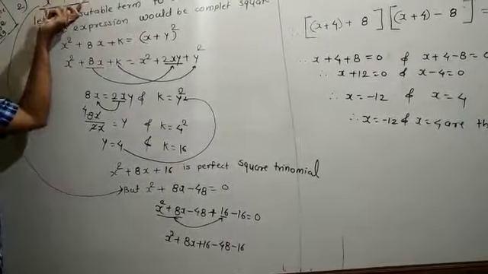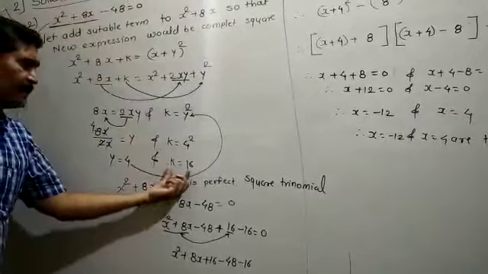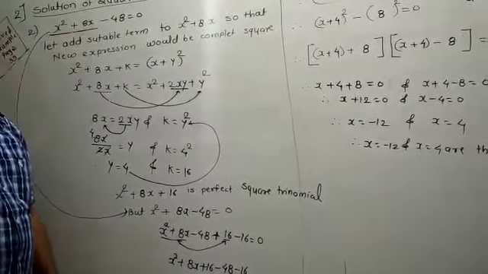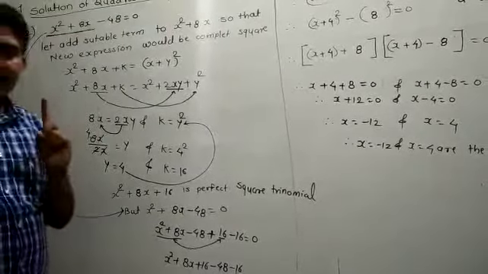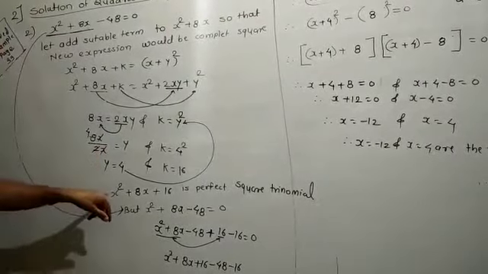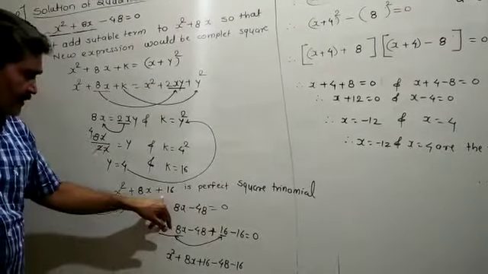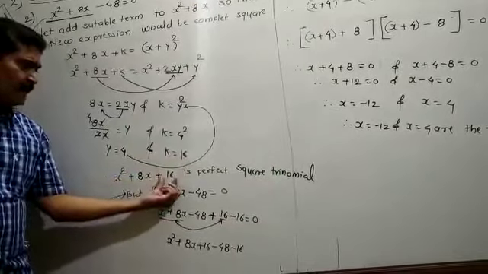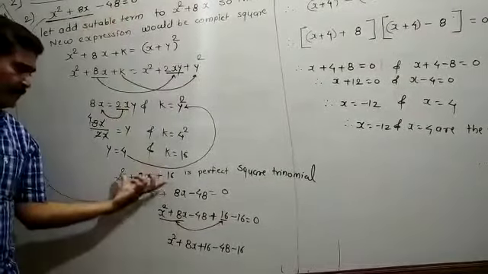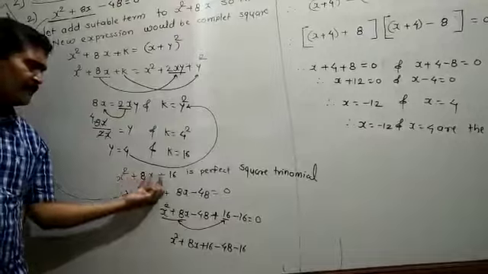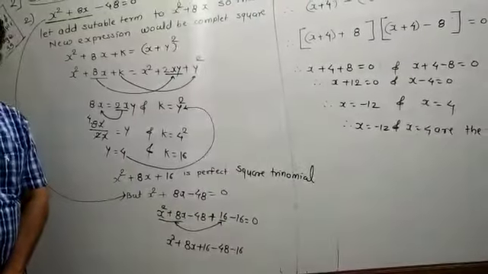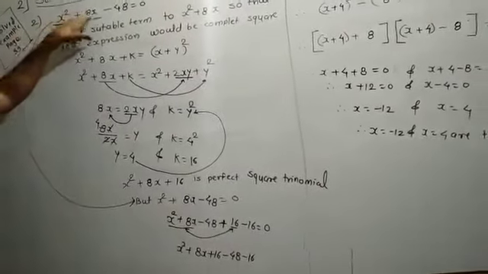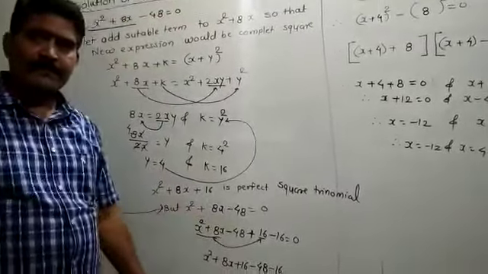When you add k, that means you add 16 to x square plus 8x, that will be a perfect square trinomial. So I will say that x square plus 8x plus 16 is the perfect square trinomial. It means if the third term were 16 instead of 48, then x square plus 8x would become a perfect square term. But our original expression is x square plus 8x minus 48 is equal to 0.